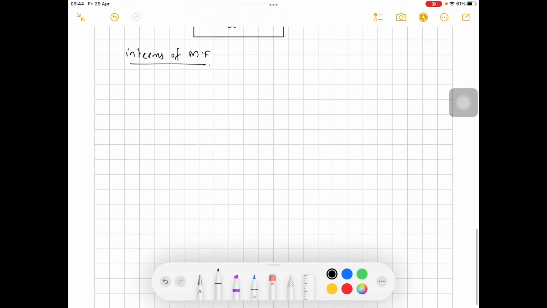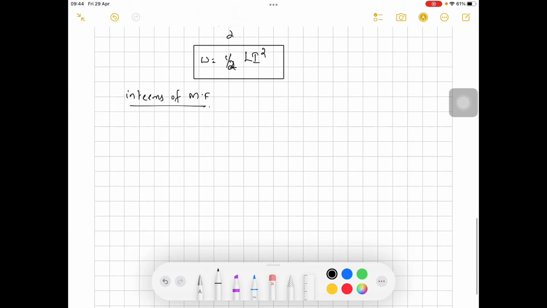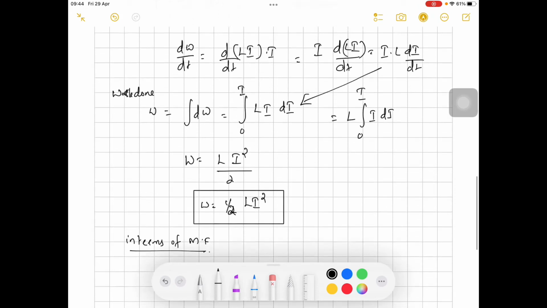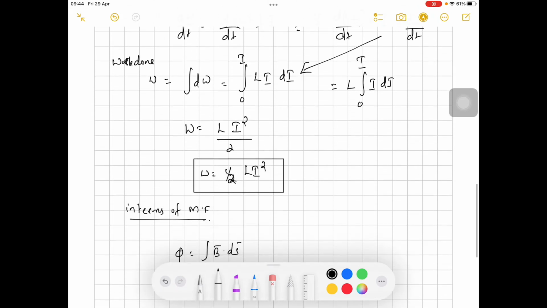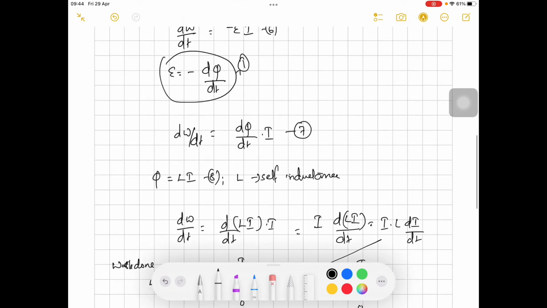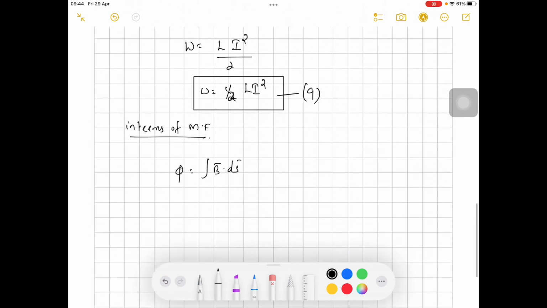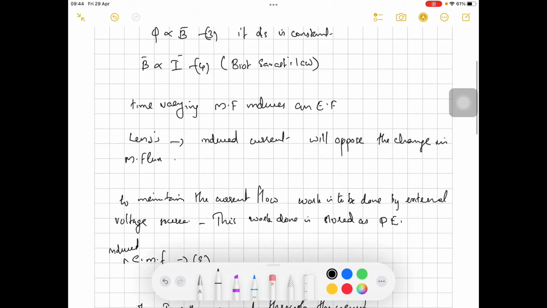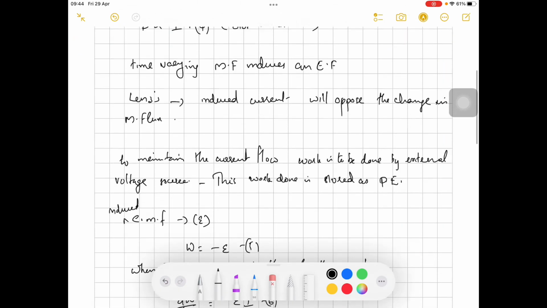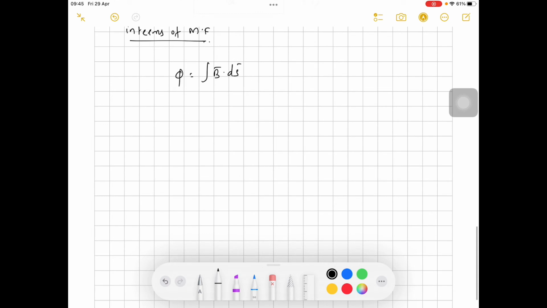For that, we know phi is equal to integral B dot ds. So, just again put this equation number 9, it is a very important equation, and we are again using a previous equation, phi is equal to integral B dot ds, which is given as equation number 2.